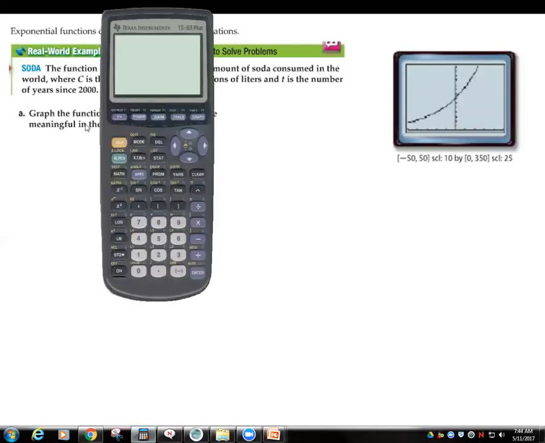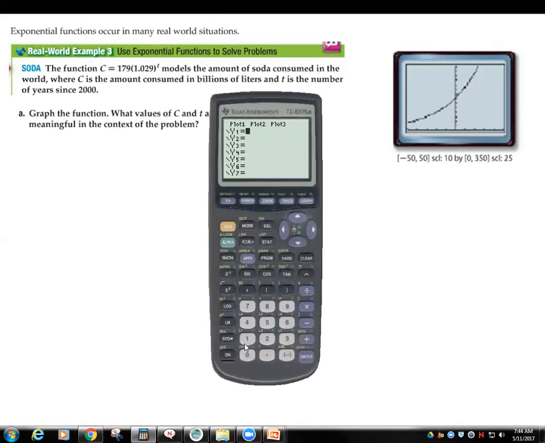So notice if you turn your graphing calculator on, whatever stuff you have in there, you can clear it off. Make sure you clear anything else off. And make sure you enter it as 179, parenthesis, 1.029, close your parentheses and raise it to the t power. Now it's going to put x in here because the calculator always uses the variable as x. So don't be scared by that.